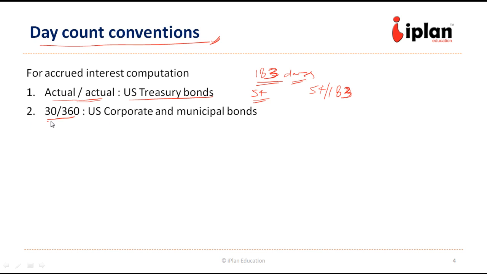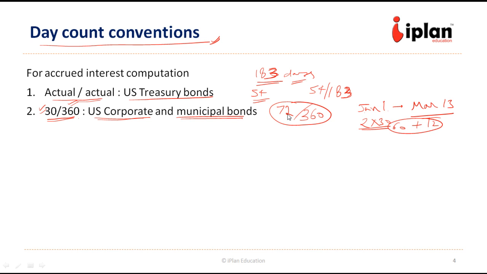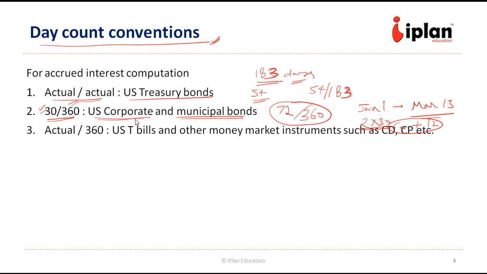And the next convention is 30 by 360. This is used in case of US corporate bonds and municipal bonds. Here for every month we are going to use 30, assuming 30 days in every month, and the year has 360 days. So this is the assumption here. So for example, if we are talking about annual coupon paying bond, so we'll have 360 in the denominator, and suppose we are calculating say from January 1st to March 13th. So we'll count 2 months, January and February, into 30. So that makes it 60. And then from 1st March to 13th March plus 12 more days. So there will be total 72 days. So this is how we do the calculation in the municipal bond and corporate bond case.